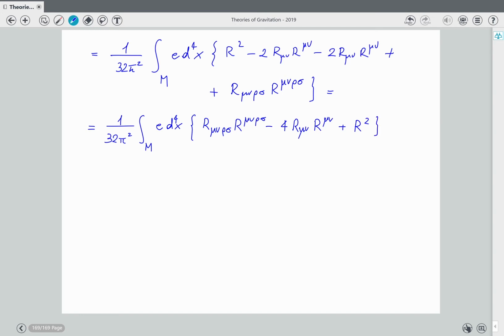So this object here, which we still have to discuss, is the Euler characteristics, and it is a certain combination of those three terms. And now we will see that this combination does not contribute to the field equations because it is the integral of a total derivative.